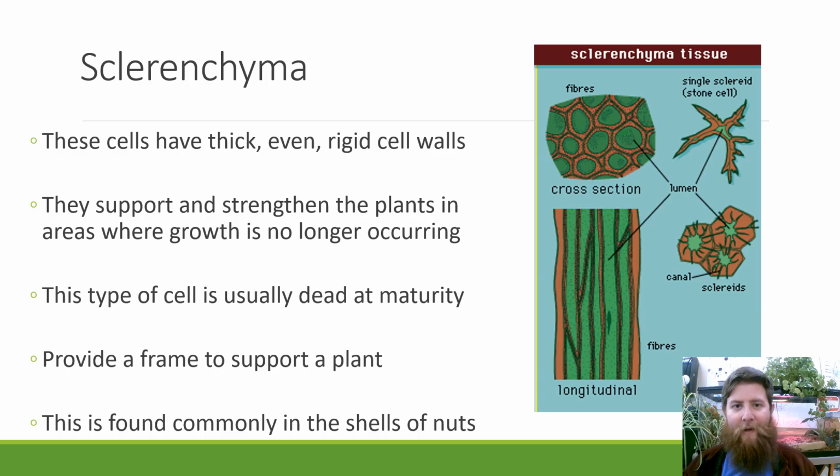Then sclerenchyma, these guys here, these are your thick, more rigid cell walls. They're more even. They look like the really strong supporters and help to strengthen the plant in areas where you're not growing anymore. So growth has stopped, and these guys are getting very dense to help support that plant. Usually these guys are dead at maturity. They provide a good frame for the plant, and we find them in structures like shells and nuts and bark, all those parts of the plant that are really tough.